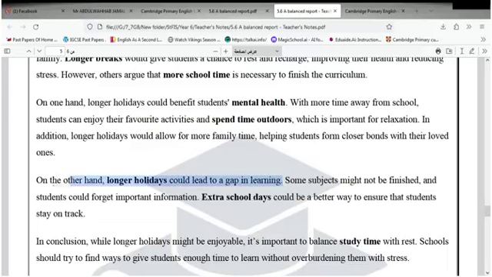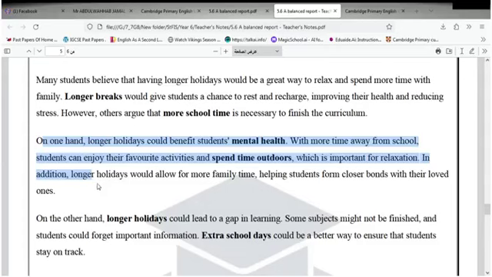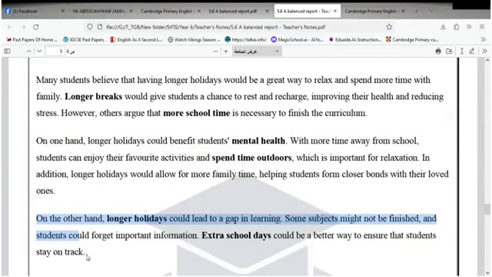That's the argument. That's the point of view. That's the topic sentence of the paragraph. Start explaining. Some subjects might be unfinished and students could forget important information. Give me another fact or another idea. Extra school days could be a better way to ensure that students stay on track. Now you finish paragraph positive to paragraph negative.